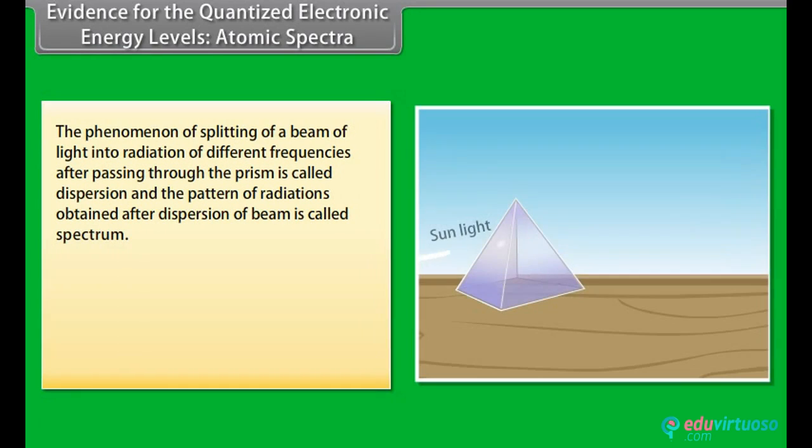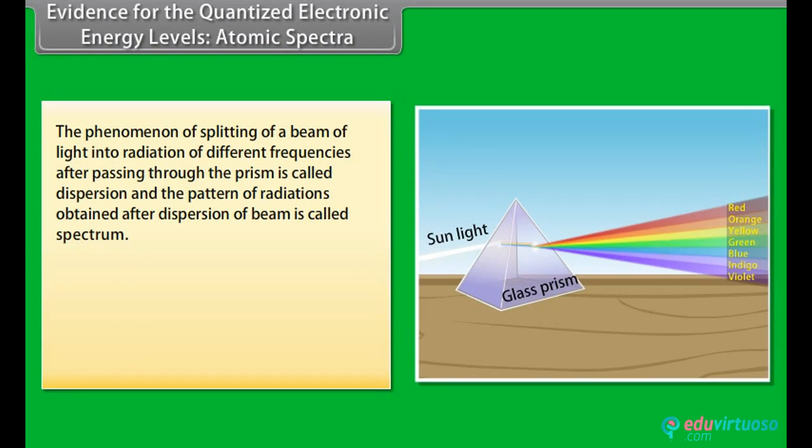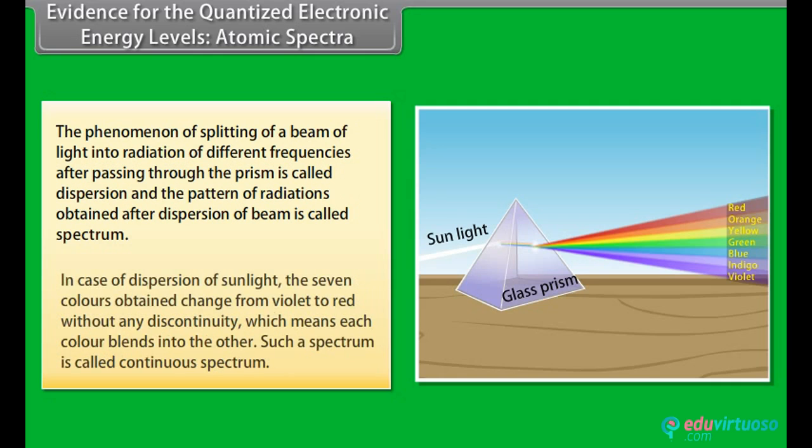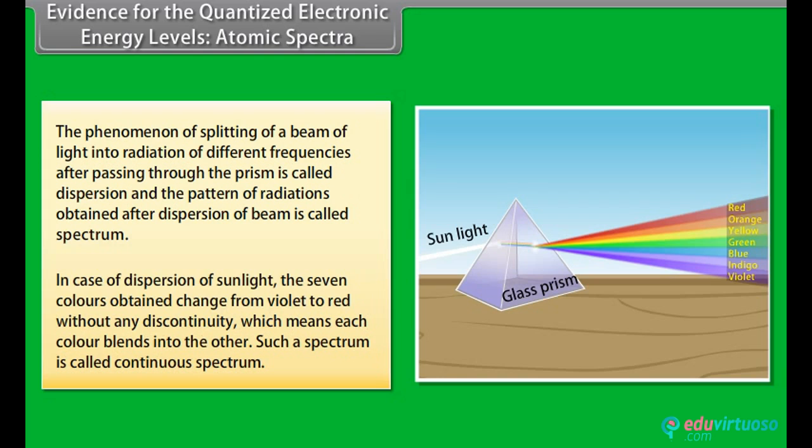Evidence for the quantized electronic energy levels, atomic spectra. The phenomenon of splitting of a beam of light into radiation of different frequencies after passing through a prism is called dispersion, and the pattern of radiations obtained after dispersion of the beam is called a spectrum. In case of dispersion of sunlight, the 7 colors obtained change from violet to red without any discontinuity, which means each color blends into the other. Such a spectrum is called a continuous spectrum.